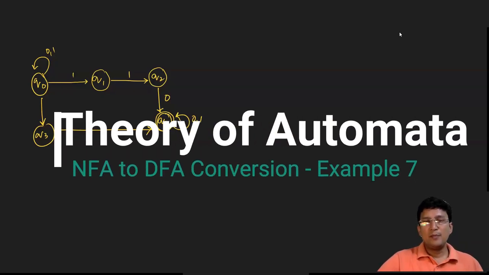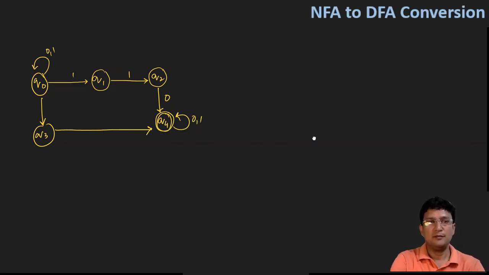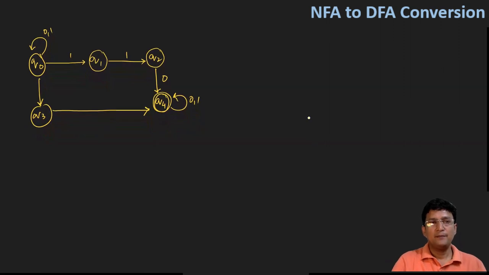Now let's take one more example for the conversion of the NFA to the DFA. We should first write the NFA transition table for the given NFA. Here Q0 is the start state and Q4 is the final state. So what about the transition table?